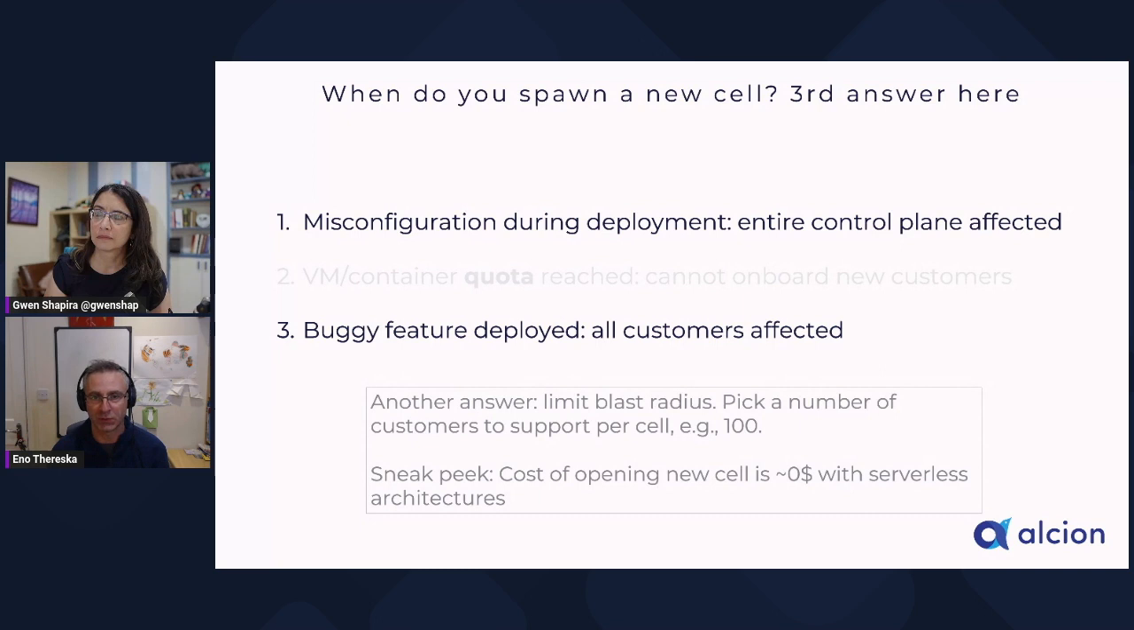The cost of doing so is pretty low. And again, the reason here to start a new cell is to limit the blast radius. If something goes wrong, you only want 100 customers to be affected, not all of your other thousands of customers.